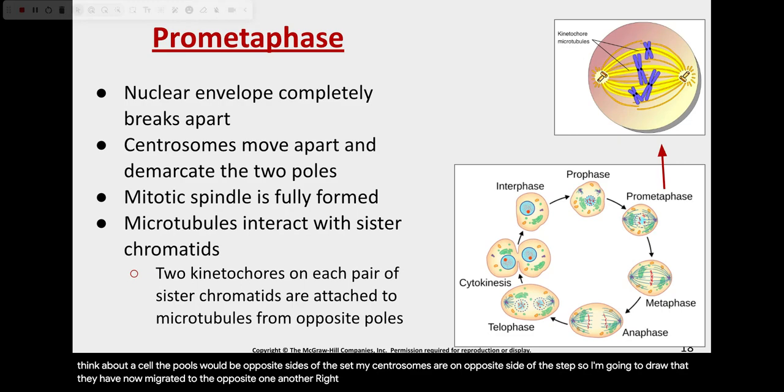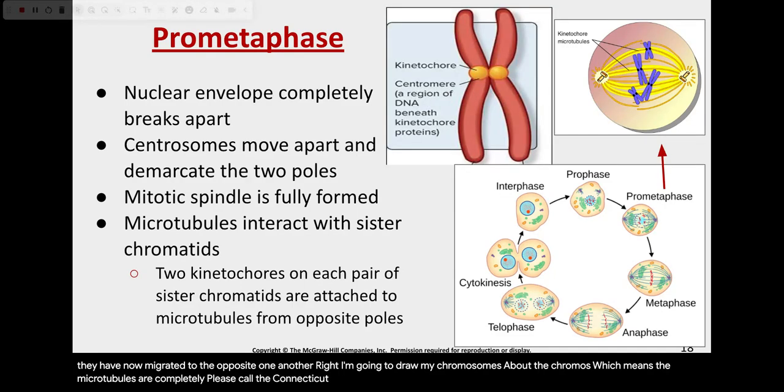Right? Now I'm going to draw my chromosomes. They're still condensed. But what's different about the chromosomes is that the mitotic spindle is completely formed, which means the microtubules are completely formed, and the microtubules are attached to the chromosomes. In fact, they're attached to the chromosomes at this place called the kinetochore. Right, so the kinetochore is the physical location where these microtubules attach to the chromosomes.